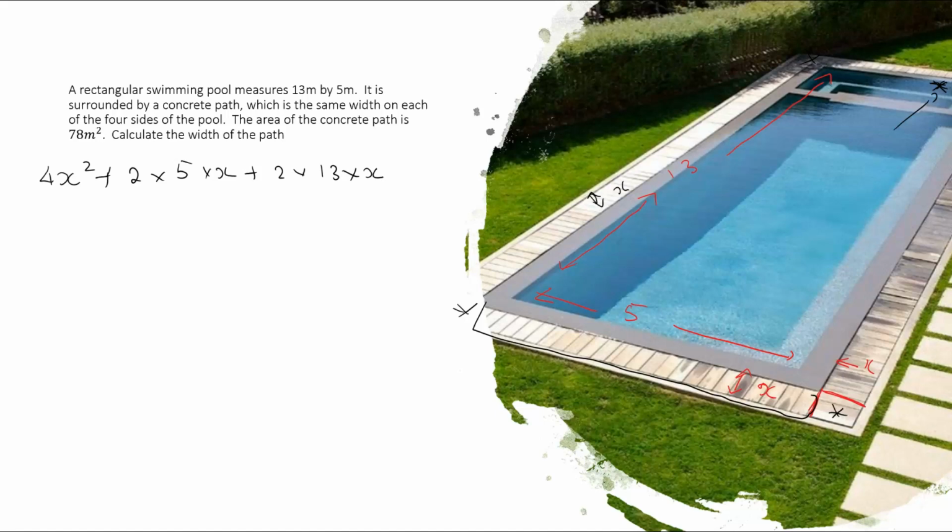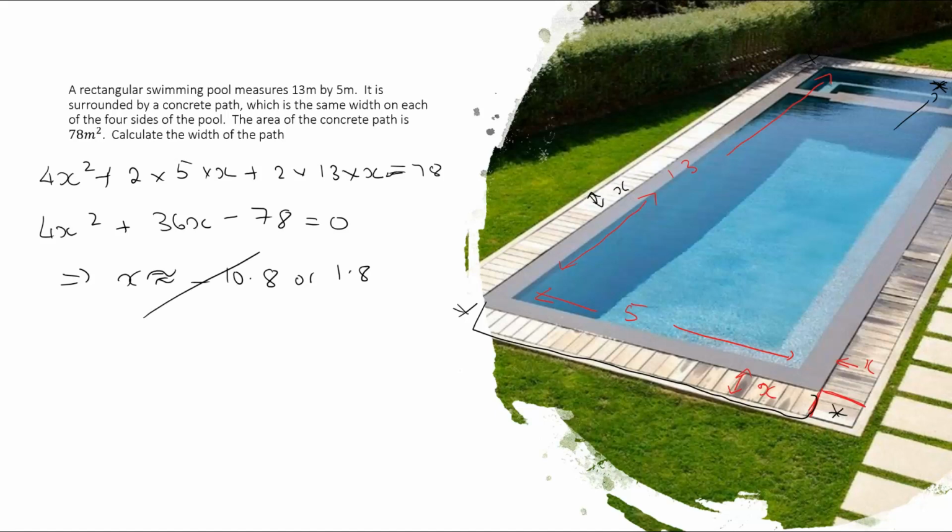And the original question tells us that the area of that path is 78. Okay, we can rearrange all of that, tidy it up. We can say that 4x squared plus 36x minus 78 equals 0. Use your quadratic formula, and we will get that x equals negative 10.8 or 1.8-ish, approximately. Now the first answer is obviously not sensible, so the answer would be 1.8-ish, whatever the actual exact answer is, meters wide.